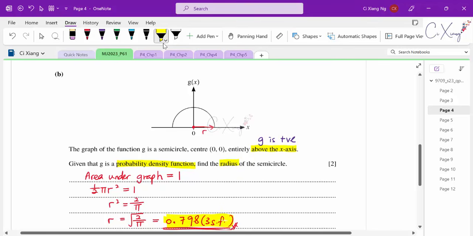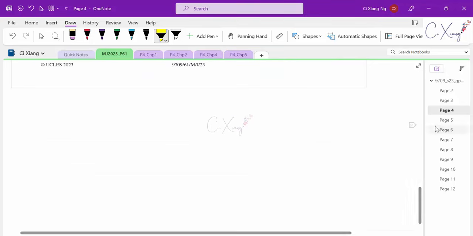Okay, so you can see that for part A and part B, they are actually testing your understanding about the criteria of a probability density function. Alright, so please make sure that you know these two main criteria here. Alright, then now let's proceed to the next part, part C.